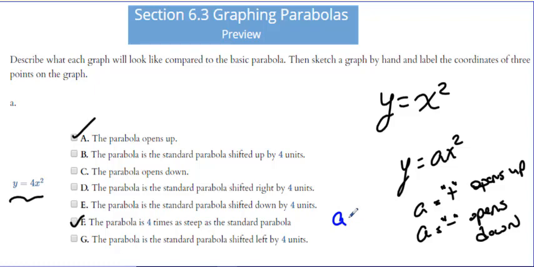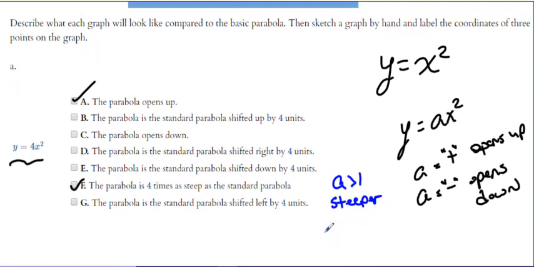And if the a is greater than 1, it gets steeper. And if the a, now this is really the absolute value of a, and that really should be the absolute value there, is less than 1, it's going to get wider. All right, so that's a little background on that with this problem.